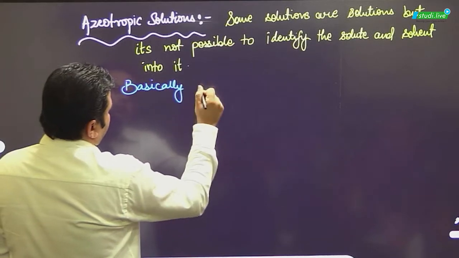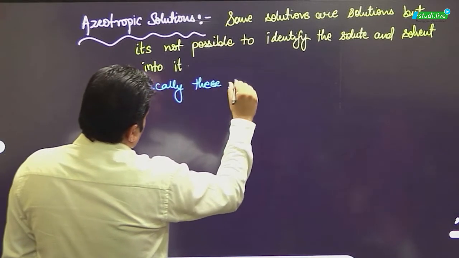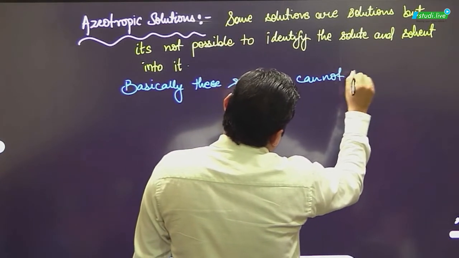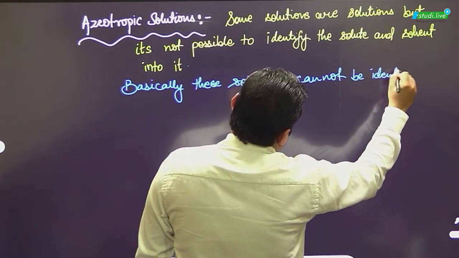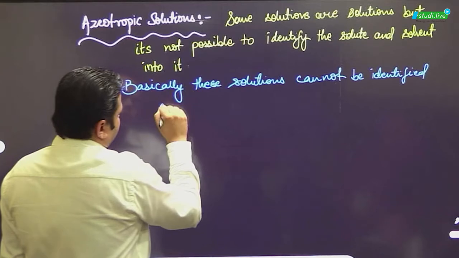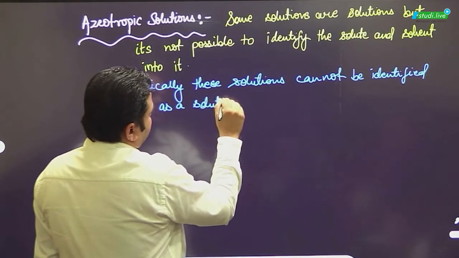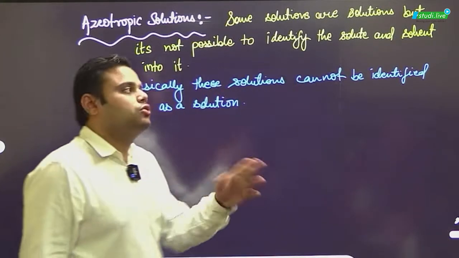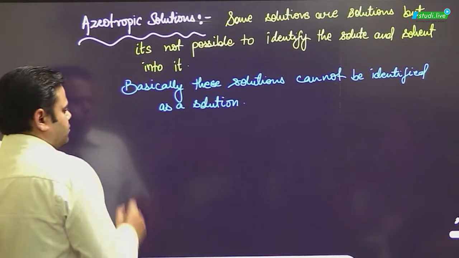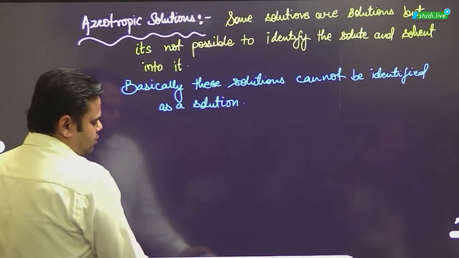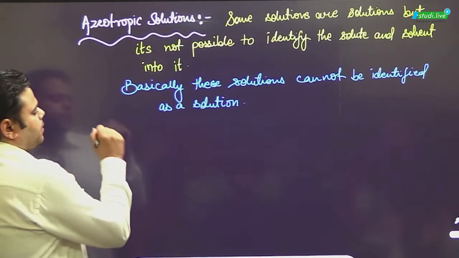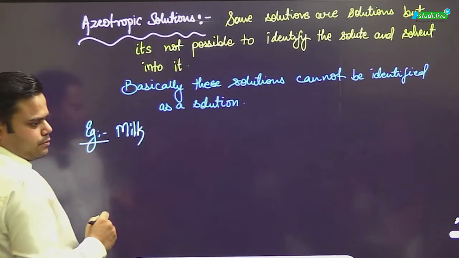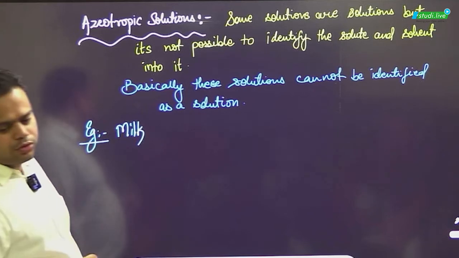Basically, these solutions cannot be identified as a solution. Such solutions are known as what? Azeotropic. Example, milk. Milk is an example of an azeotropic solution.